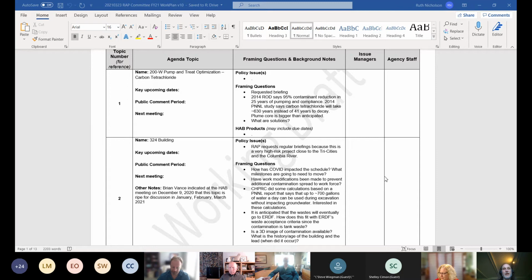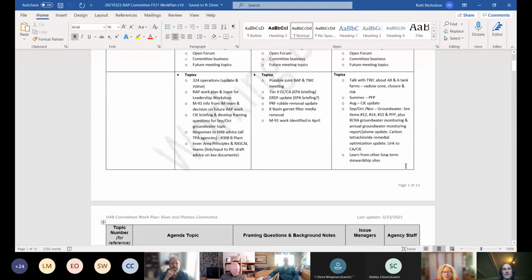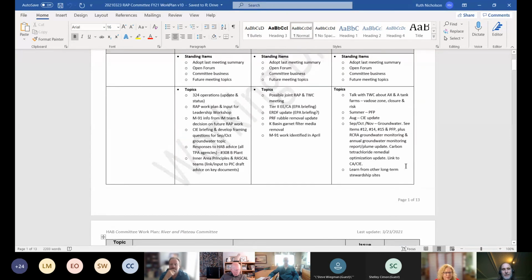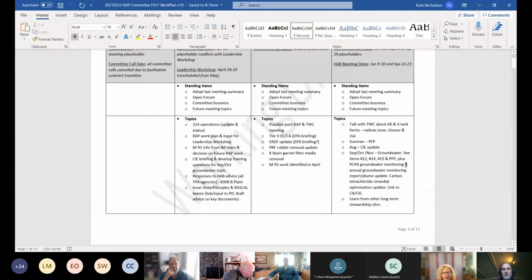Okay, so we have our committee agenda, our committee work plan, and as you can see, it's a pretty extensive list. It's only 13 pages, I know. One thing that I do want to make sure we add here is this CERCLA and RCRA discussion.